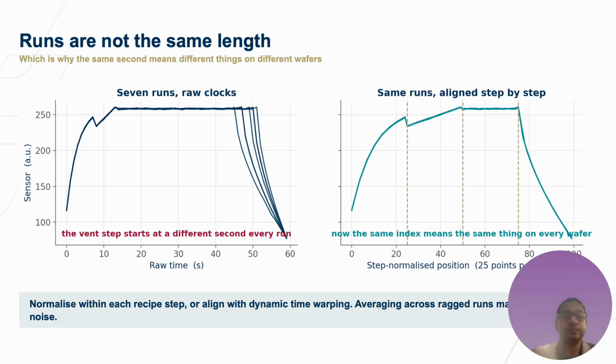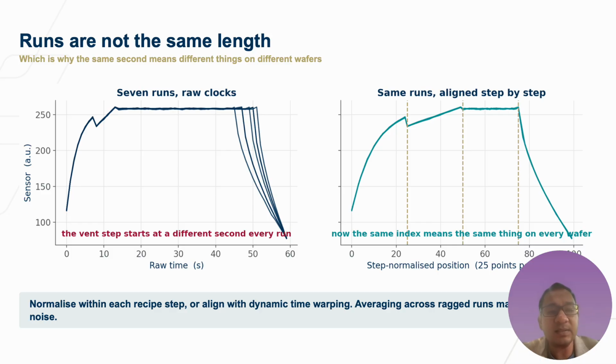Now the first thing that goes wrong. Several runs of the same recipe plotted on their raw clocks. Look at where the vent step begins. It is a different second on every run, because the steps are not fixed in duration. An endpoint-controlled etch ends when the optical signal says the layer cleared, which takes a slightly different time on each wafer. That is the recipe working correctly.